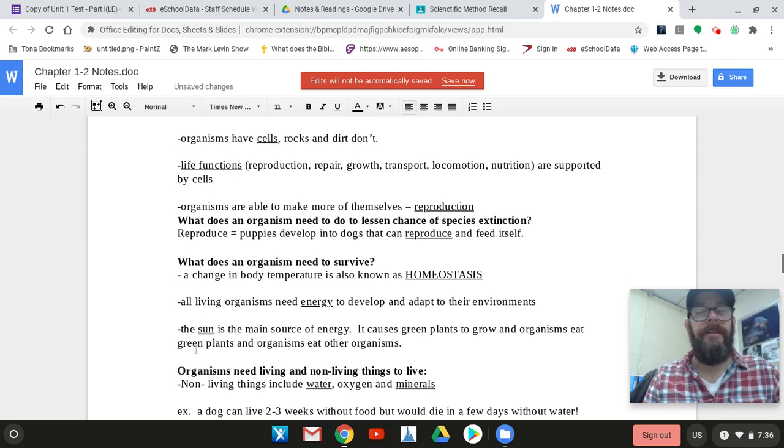All organisms need the sun, directly or indirectly. Plants need it directly. We need it indirectly because we eat the plants that rely on the sun. So the sun is the main source of energy. It causes green plants to grow, and organisms eat green plants, and organisms eat other organisms. So all life on Earth relies on the sun, the main source of energy.